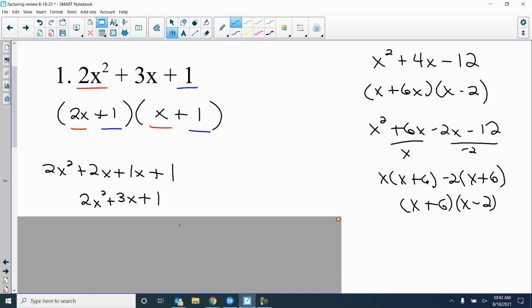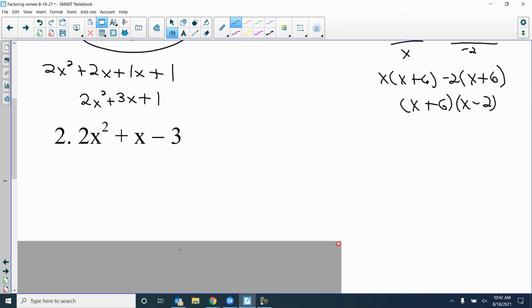3x. You really only need to check the outer and the inner, because those combine to give you your middle term. You should know the first and last terms are right. So am I right? Yeah. Okay, I know I'm right. Okay, copy down this one.